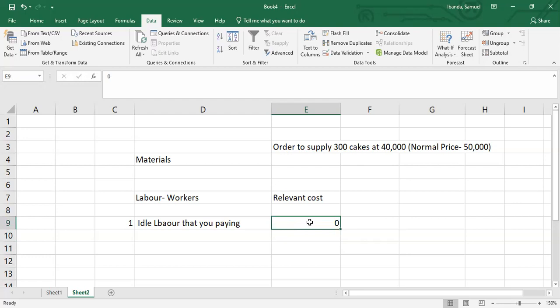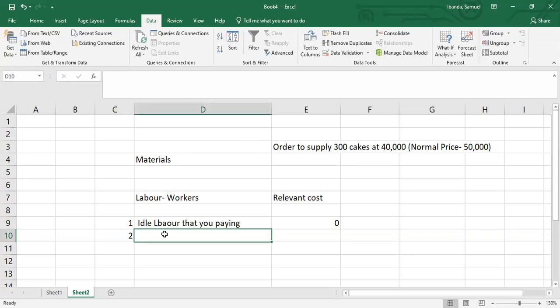The reason why it will be zero is because either you take on this contract or you don't, you still have to pay these guys a salary. So if we make a decision on taking on this order, if labor is available, we consider the cost to be zero. In reality, labor is going to be involved in executing this, but to you as a company, the cost of this labor will be zero because you're not going to pay anyone any additional salary.